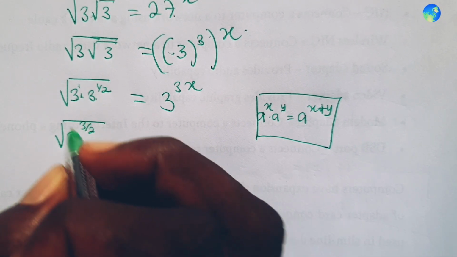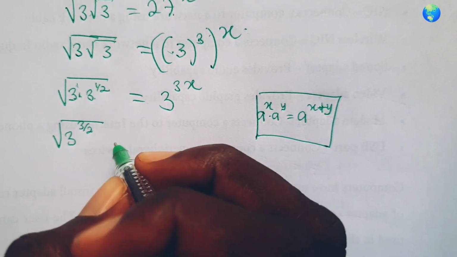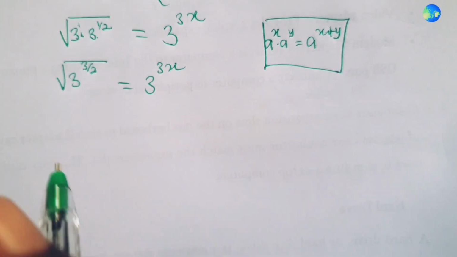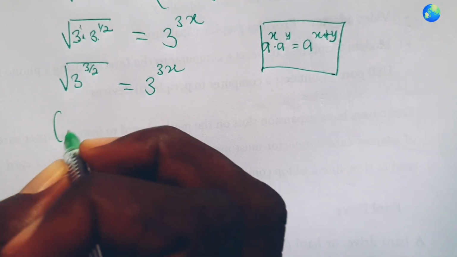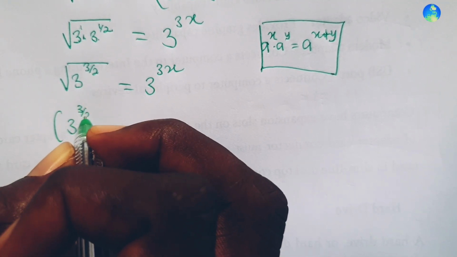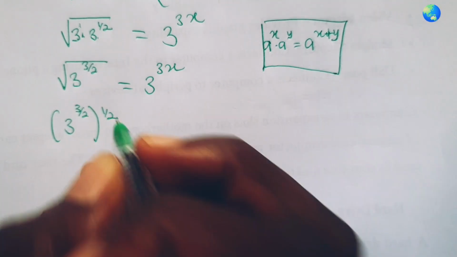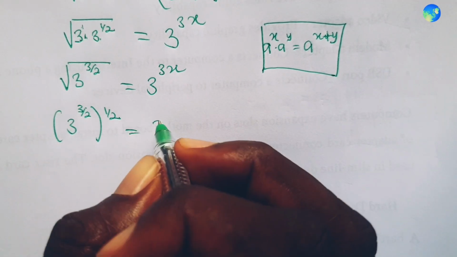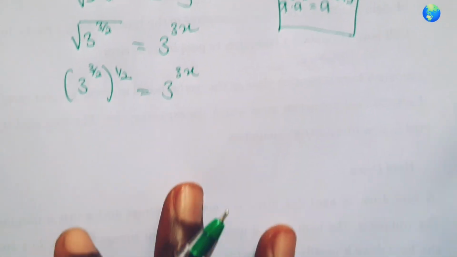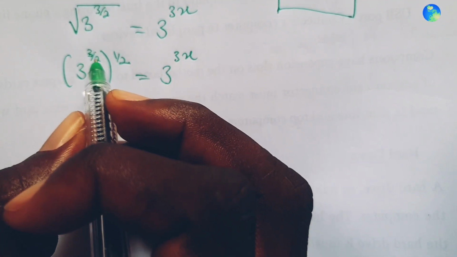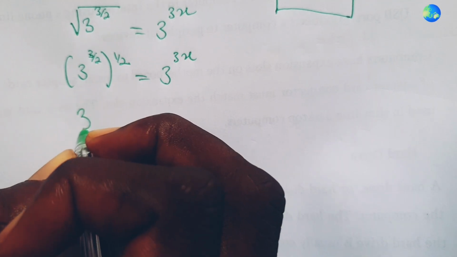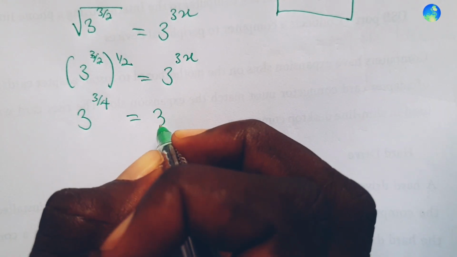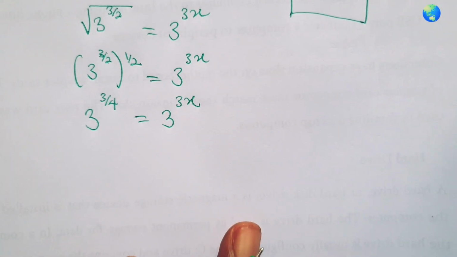Let's not waste time in solving this. At least it's just a simple fraction. So this is equal to 3 power 3x. So from here, we can still see that 3 power 3 over 2 can be written as 1 over 2 again because of the square root sign we have here, right? So this is equal to 3 power 3x. So now, 3 over 2 times 1 over 2 is going to be 3 power 3 over 4 to be equal to 3 power 3x, right?